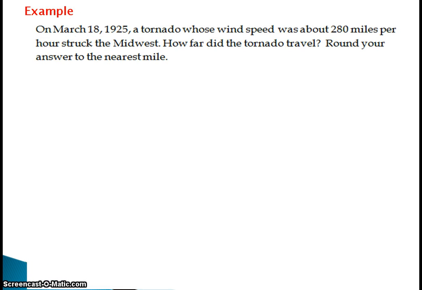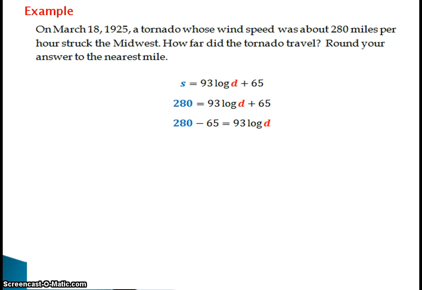In March of 1925, there was a tornado whose wind speed was about 280 miles. Now, we want to know, how far did that tornado travel? We're going to note our formula. S is equal to 93 times log of the distance plus 65. We were given S, so let's plug that in and begin to solve for D. So, it's 280 is equal to our formula.